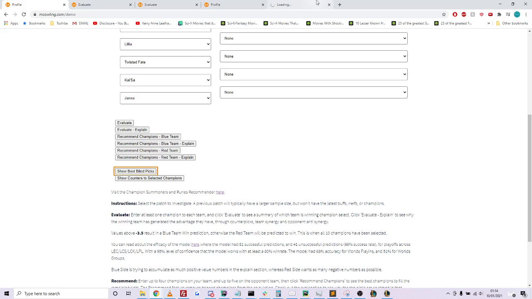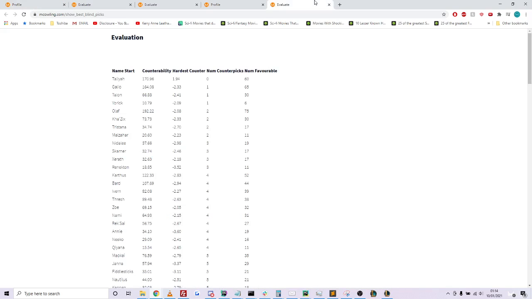Then we also have a show blind picks option. So what this table shows is it prioritizes and how many counter picks exist against the champion. So in this case, it says Taliyah is a great blind pick because there's no champion that exists which is statistically significant at beating her.